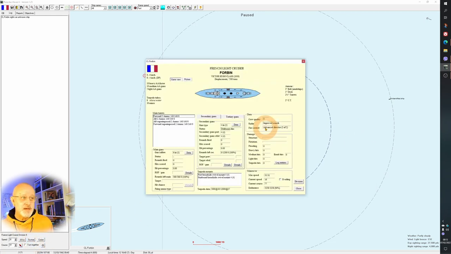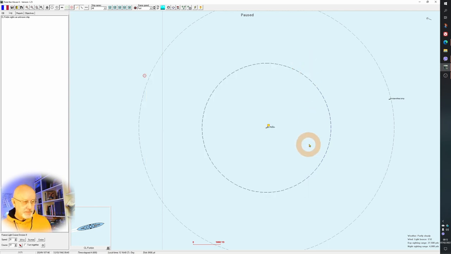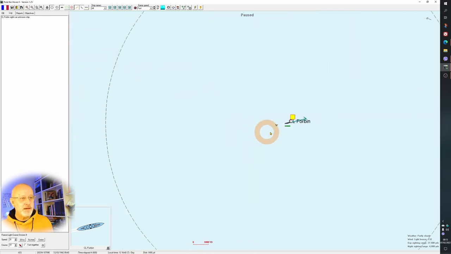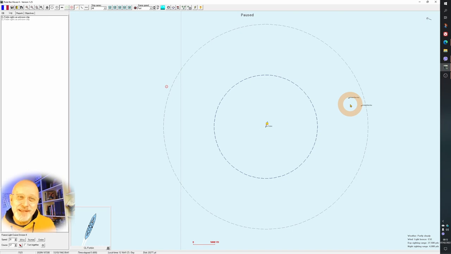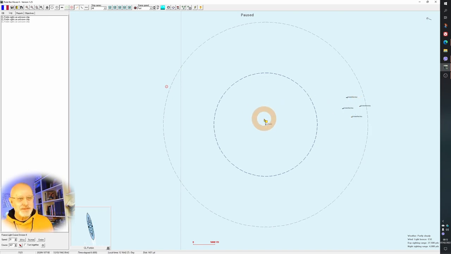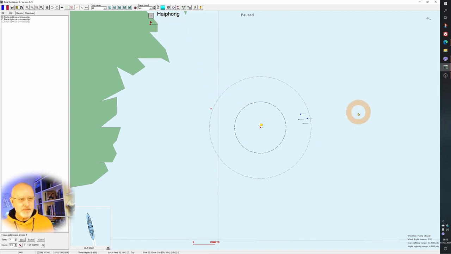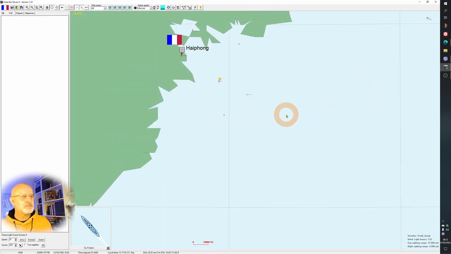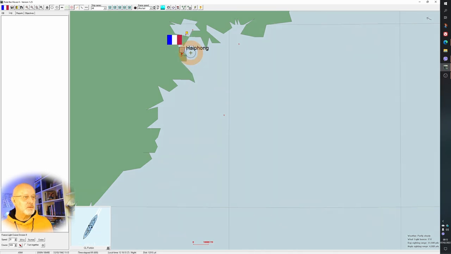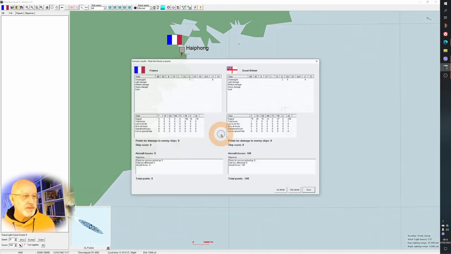Just to remind you, the Forbin is just a classic, good old interwar 7,500-ton light cruiser of no particular note whatsoever. Given the situation, Haiphong over there, I am just going to turn that way, because the likelihood that this chap is alone is pretty low, as you can see. Oh, yes. So, as usual, we are probably going to have to hightail it off. And yes. So, that was a quick battle.